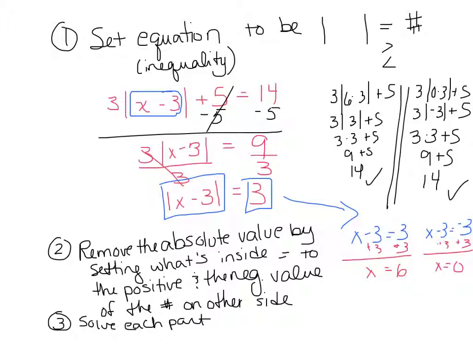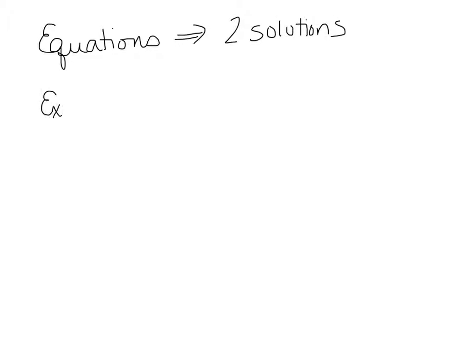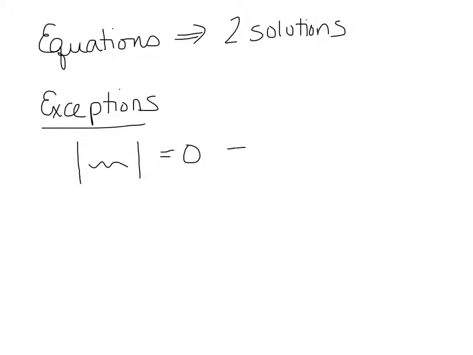So this is basically equations. Just as equations will ordinarily give two solutions, the exceptions to this come when you have the absolute value of something equals 0. This will actually only give you one solution.